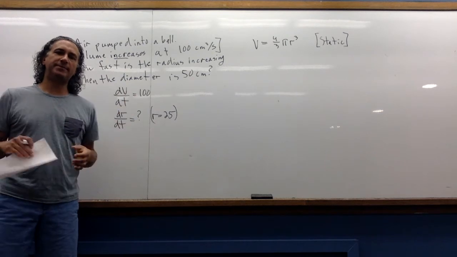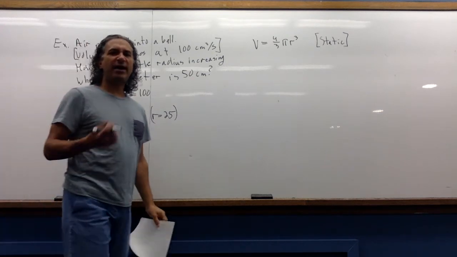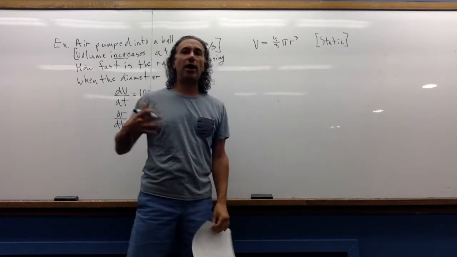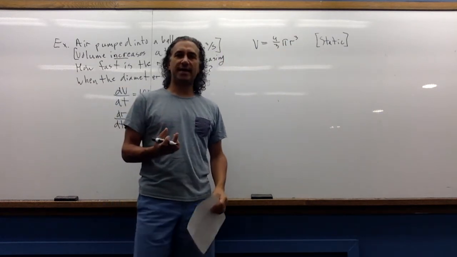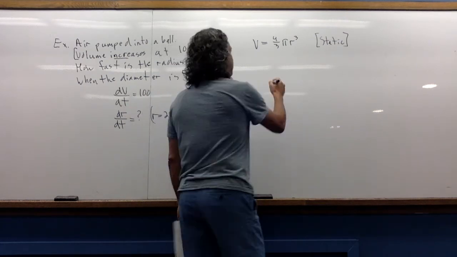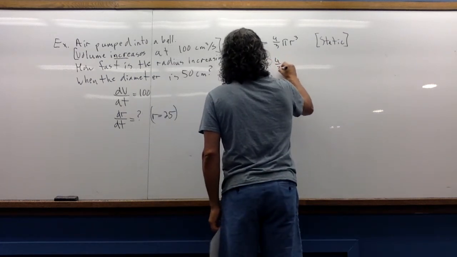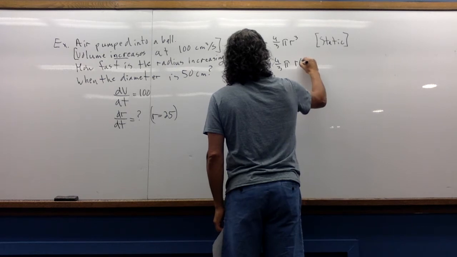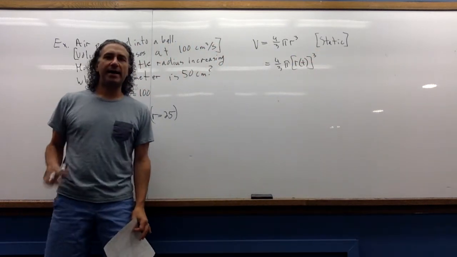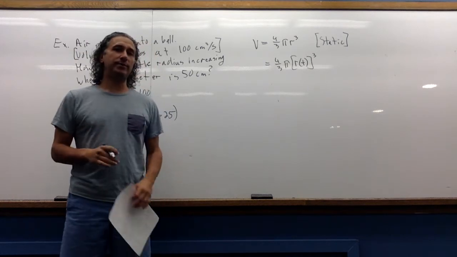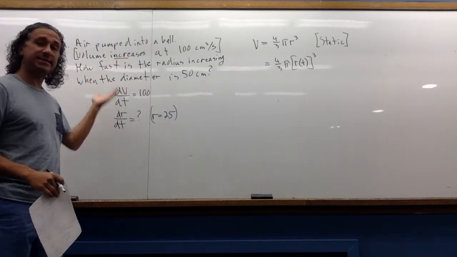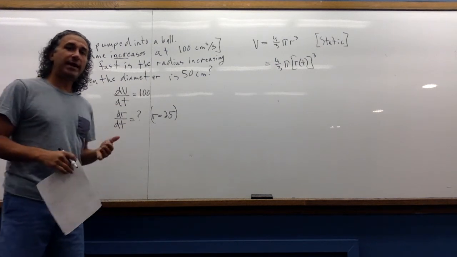The ball is being pumped up. So instead of an r, I should really be thinking of this as an r of t. It's a function of time. Over time, the radius increases. So the right hand side of this equation should really be written as 4/3 pi r of t cubed. Now, I don't know what that r of t function is, but I know that I can write it as r of t.